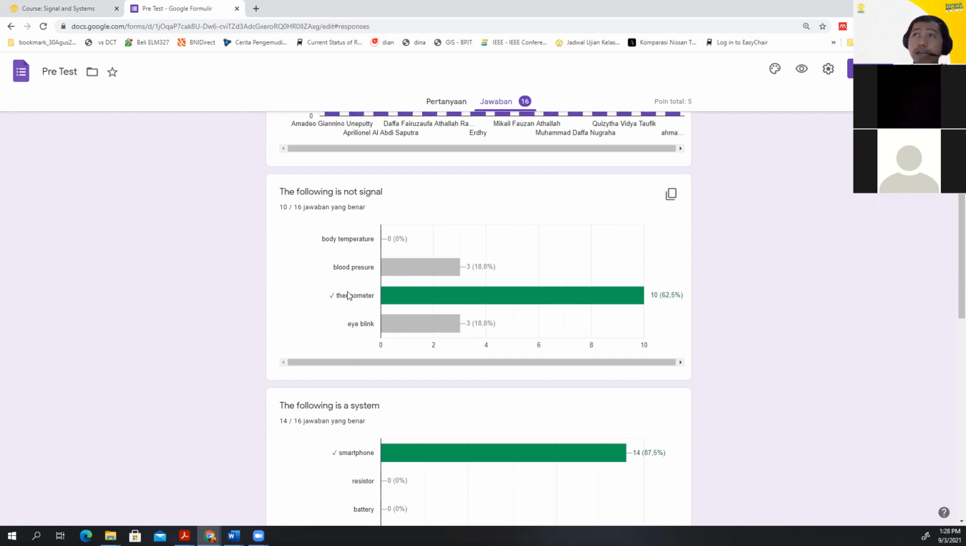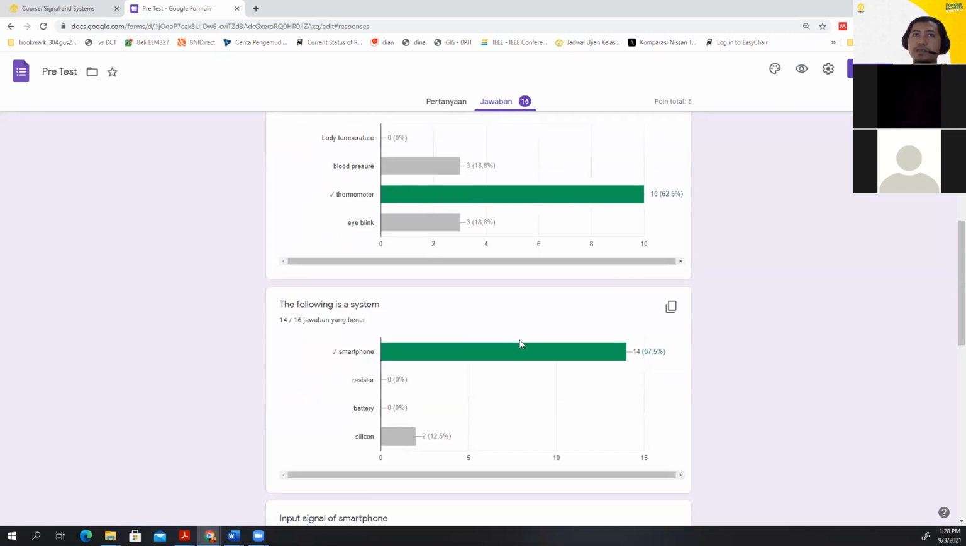And then how about the thermometer? Thermometer is not signal, because the thermometer is a device to measure the body temperature. This is the device, not the signal. Okay, I hope it's clear. Are there any questions?